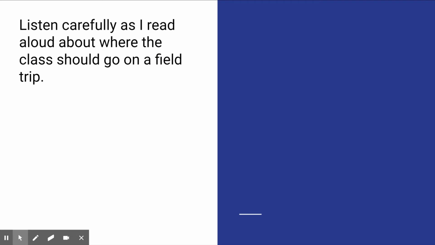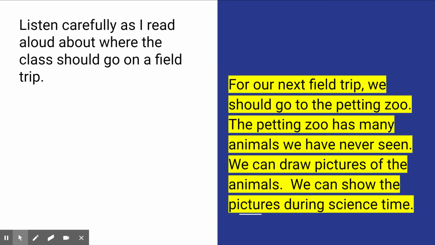Listen carefully as I read aloud about where the class should go on a field trip. I would like for you to imagine that a student in the first grade wrote this to their teacher. For our next field trip, we should go to the petting zoo. The petting zoo has many animals we have never seen. We can draw pictures of the animals. We can show the pictures during science time.